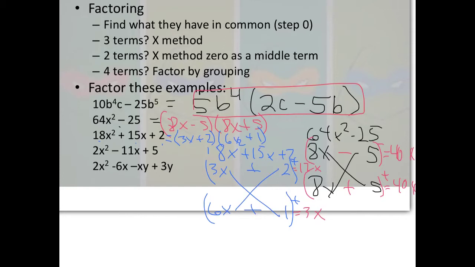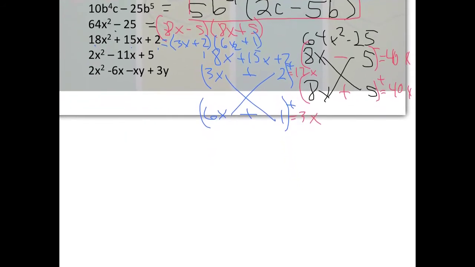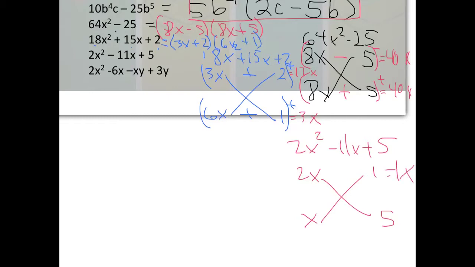Okay, next one. I need to make some room. Okay, here we go. 2x squared minus 11x plus 5. X method. Trinomial. 0 step. Nothing in common. So I'm going to go 2x and x. I need to get this to be 11. So I'm going to put 5 here and a 1 there. Okay, x times 1 is 1x. 2x times 5 is 10x, not 5. Let's erase. That's the beauty of erasing.